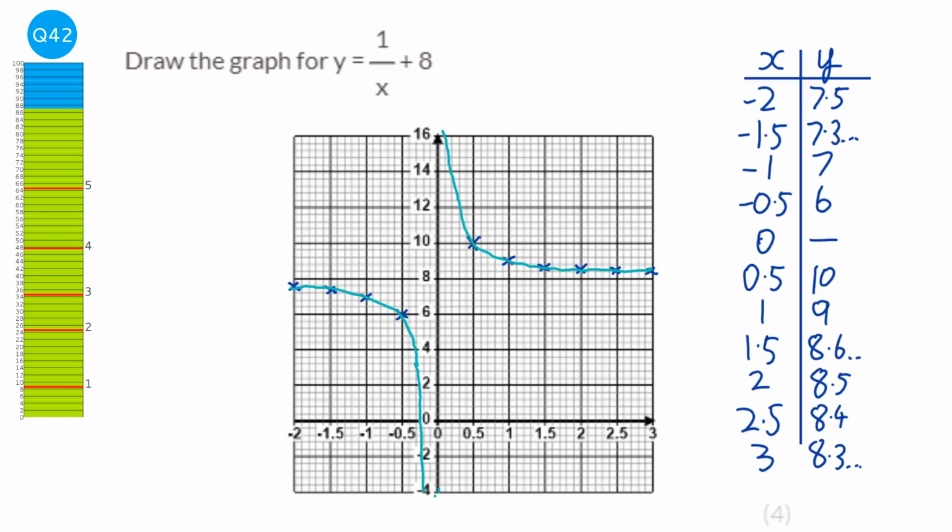And you can see here, the more points you've got, the better. And with reciprocals, really what we want is the points to be between 0.5 and negative 0.5 for this question. So we could do probably another coordinate at a quarter and minus a quarter. Would help us. And yeah, that's how you plot a reciprocal.